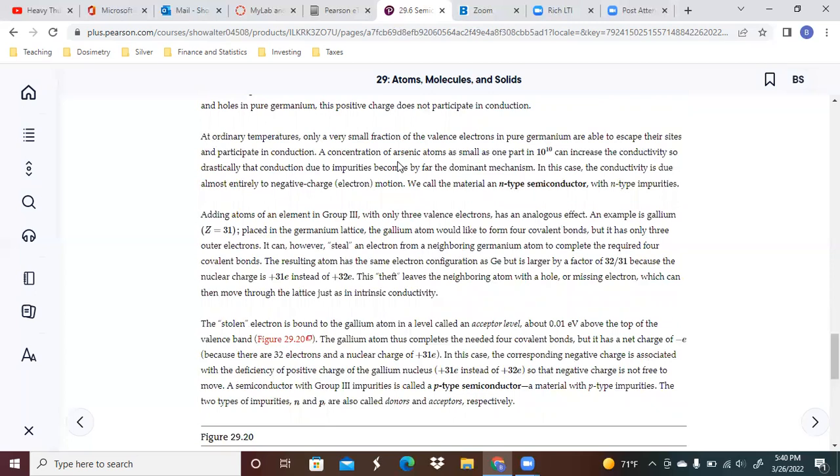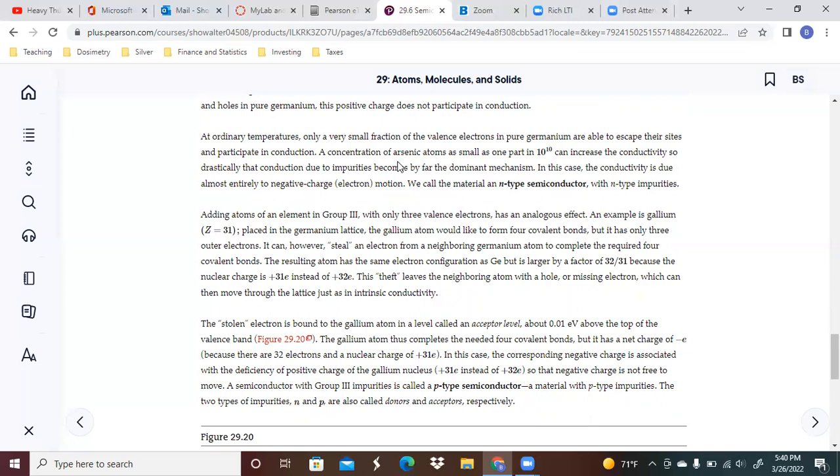A concentration of arsenic atoms as small as 1 part in 10^10 can increase the conductivity so drastically that conduction due to impurities becomes by far the dominant mechanism. In this case, the conductivity is due almost entirely to negatively charged electronic motion. We call this an N-type semiconductor with N-type impurities.